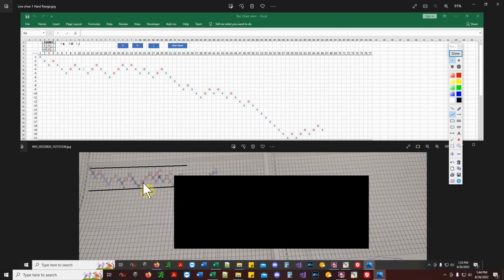Here's what I want to talk about. Here's what I want to say. If for some reason you cannot get a grip inside of your range, sit on your hands. Sit on your hands. Here it is. This is the same shoe up here. If you cannot get a grip on this range, sit on your hands.